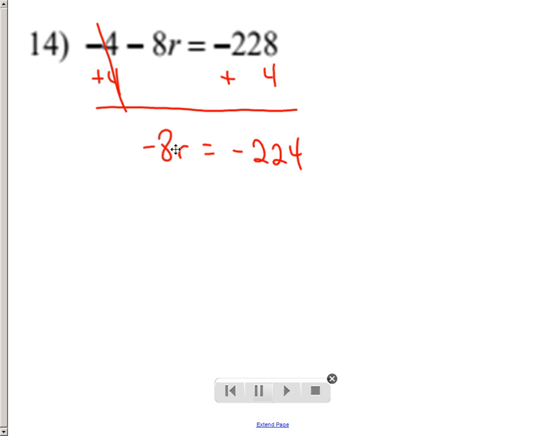Now we just have to divide. Remember, this is not minus 8. It's a negative 8 because there's no sign between the 8 and r. That means there's multiplication going on here, so the inverse operation would be divide. Do that to both sides, and we get r equals positive 28.